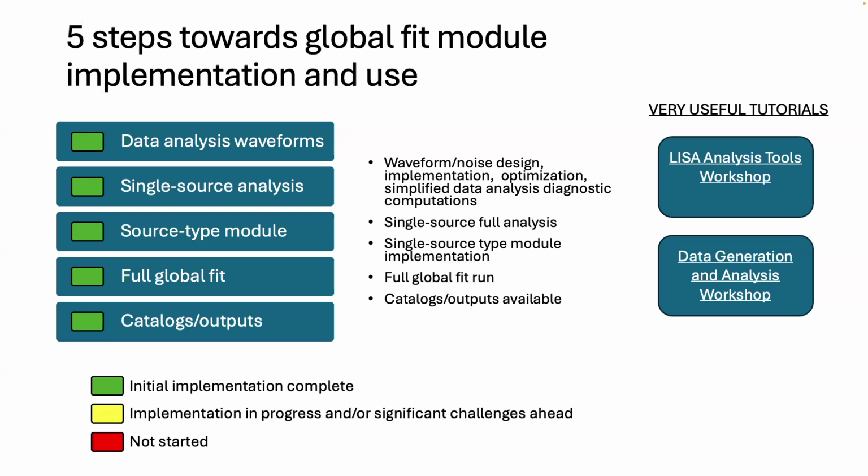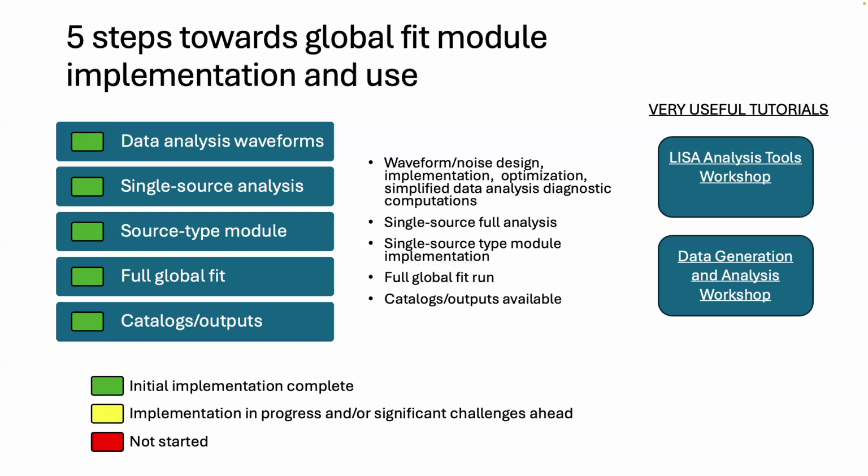I'm going to use this stoplight system: green, yellow, red. Green means we have an initial implementation complete. It does not mean that work is done. It just means that the structure we put in, the way that we're running it, and the outputs we're seeing, we consider a success, and we think if we build off of this, we'll be good to go.